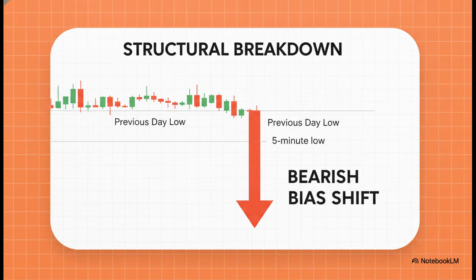The source highlights this fascinating scenario with Nvidia. They just released earnings, leading to a choppy, neutral open. But within the first 20 minutes, early weakness kicks in and forces the price down. It plunges right through the 5-minute range low and below the previous day lows. Because of that structural breakdown, our bias mechanically shifts from neutral straight to bearish.